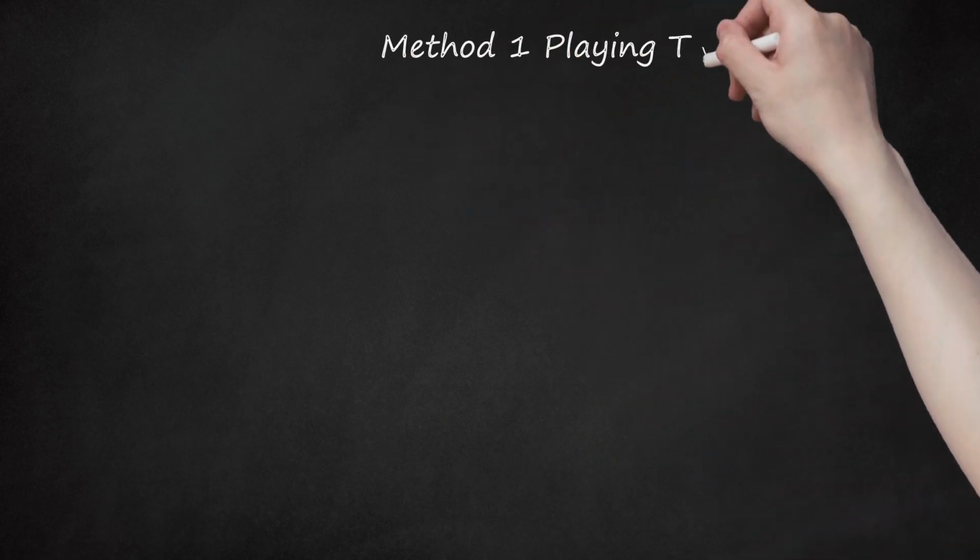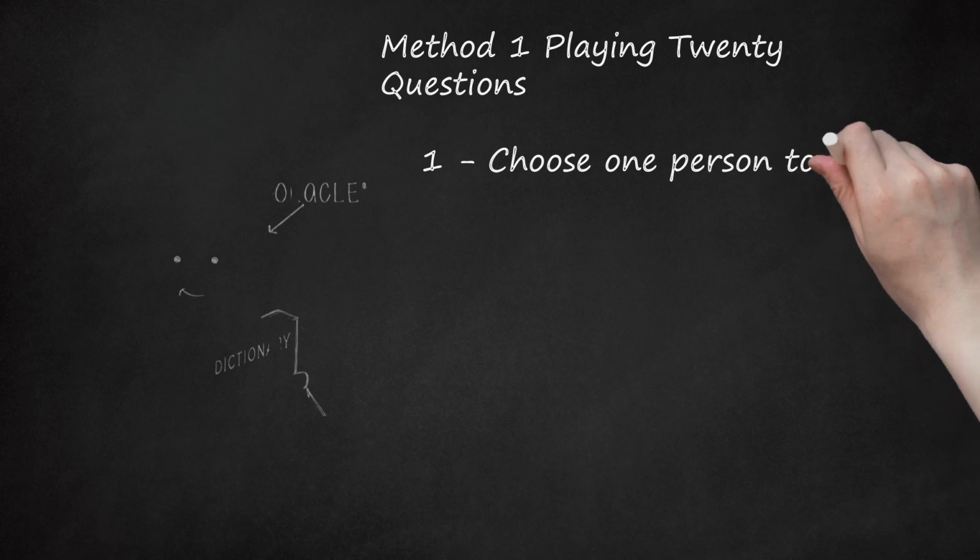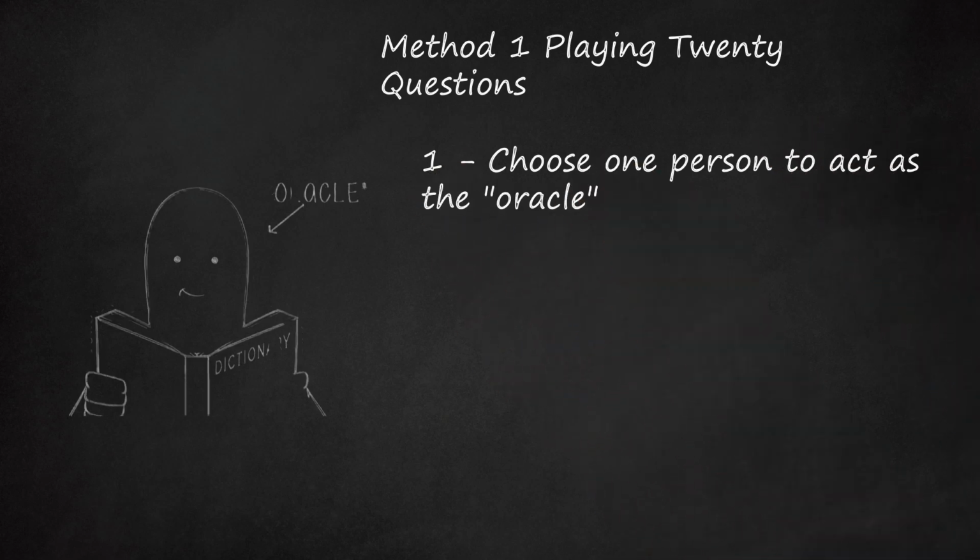Method 1. Playing 20 questions. 1. Choose one person to act as the oracle. Either alone or in a group, the oracle then makes the decision of what the word or subject of the game will be. It can be as vague as a word from the top of your head or as specific as a person, place, or thing.